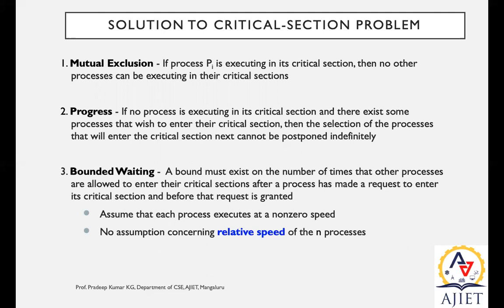So now how to decide that? We may assume that each process executes at a non-zero speed. Once a particular process has made say 3 to 4 entries already, then the next process gets its turn for critical execution. The second part is no assumption concerning the relative speed of the n processes. That means we can set up a proper time bound, proper limit, proper speed for the execution, with no assumption about relative speed, taking an average.